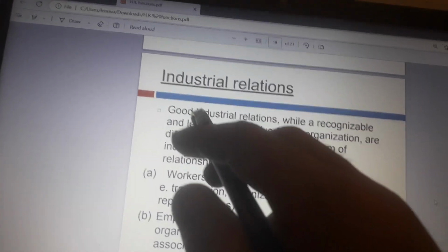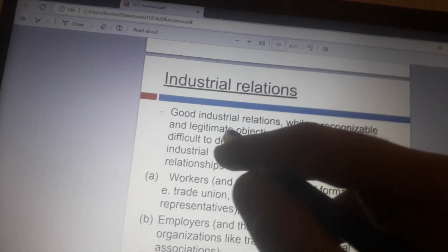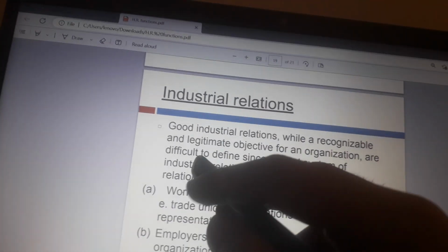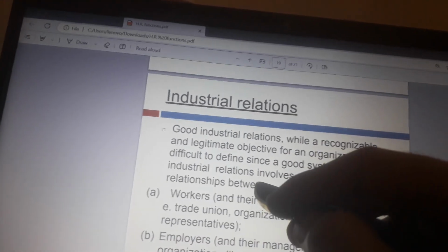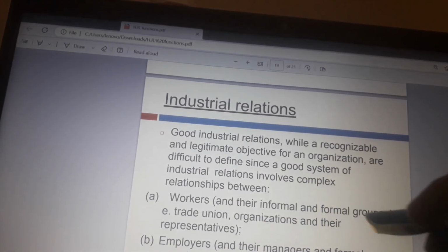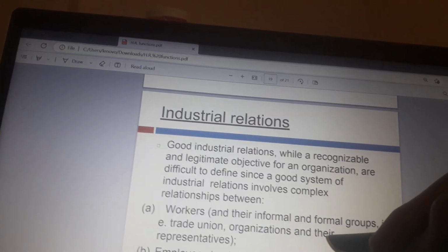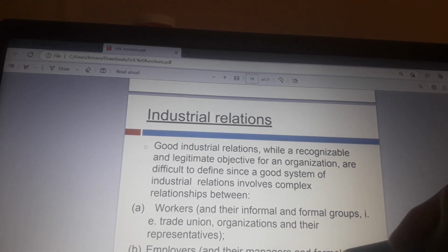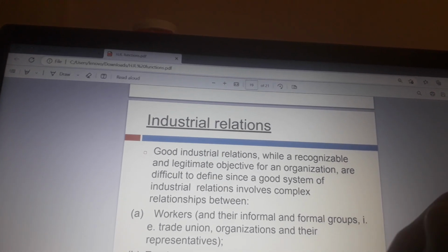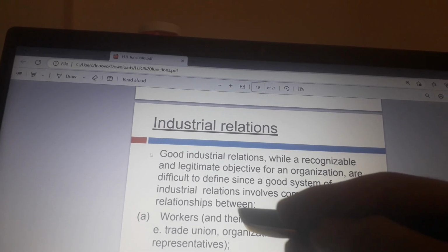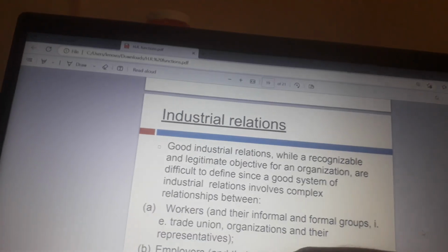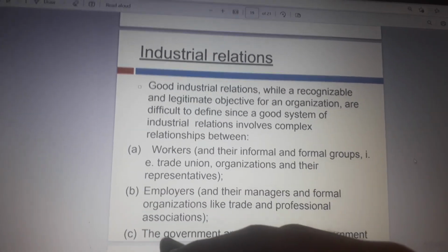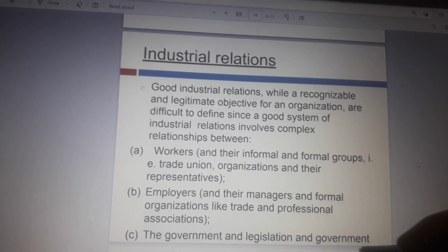Industrial relations. Good industrial relations, while a recognizable and legitimate objective for an organization, are difficult to define, since a good system of industrial relations involves complex relations between workers and their informal and formal groups, that is, trade unions, organizations and their representatives, employers and their managers, and formal organizations like trade and professional associations, and the relationship between government and legislation.